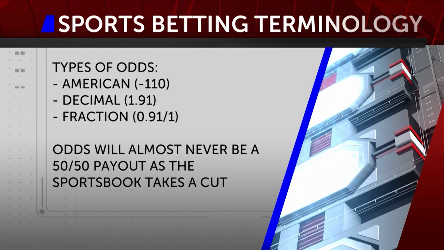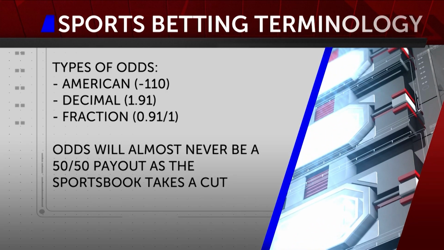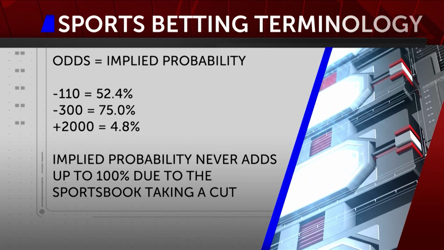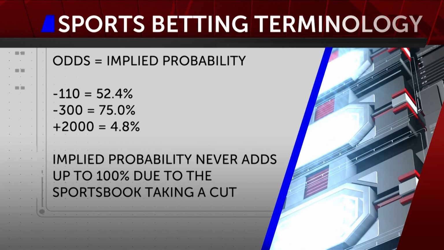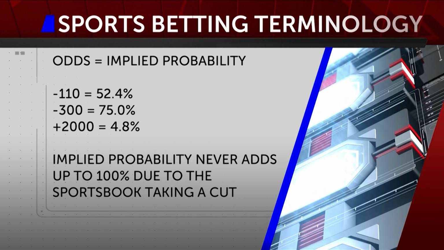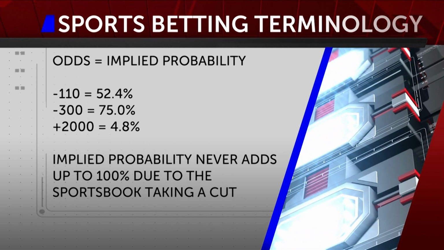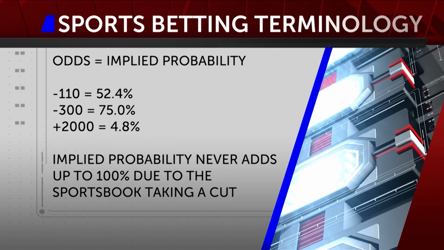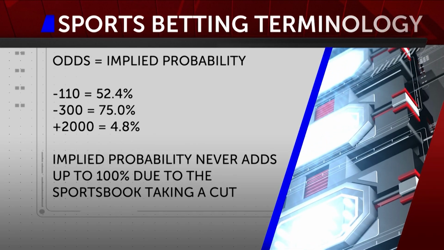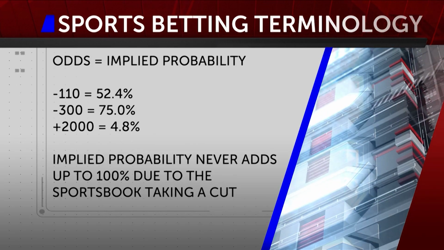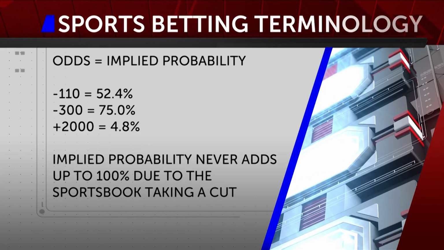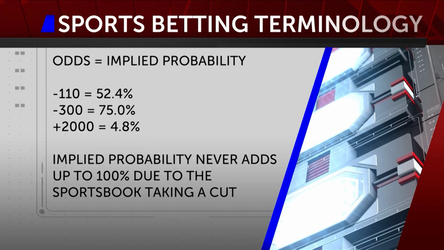You can really see why this matters when we dive into implied probability. Every line set by the sportsbooks, whether it be minus 110, minus 300, even plus 2,000, directly translates to a percentage that tells you how likely the outcome of an event is based on the odds set by the odds makers. So, using the most common example of minus 110 odds, that's going to translate to 52.4% implied probability.